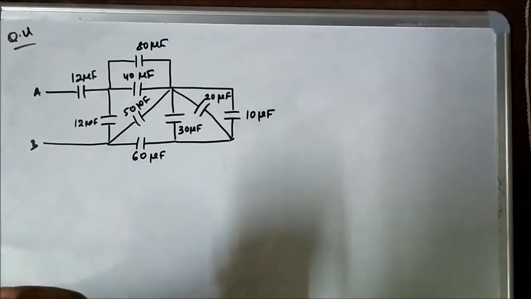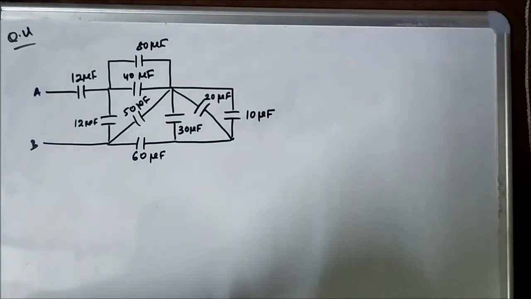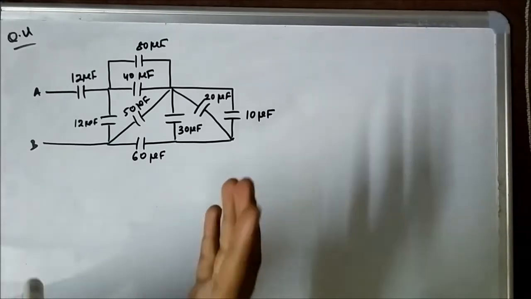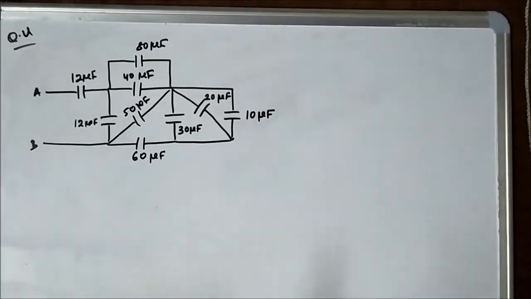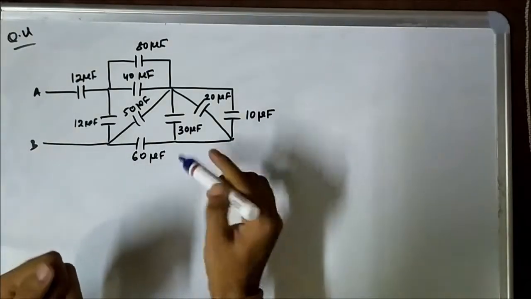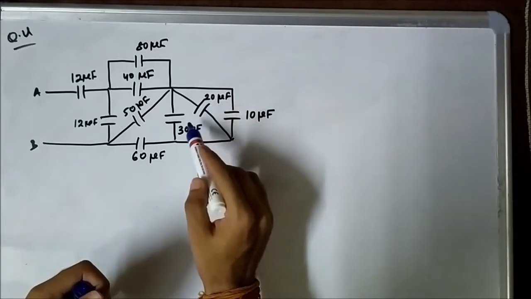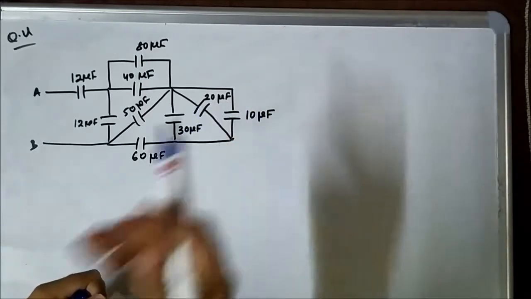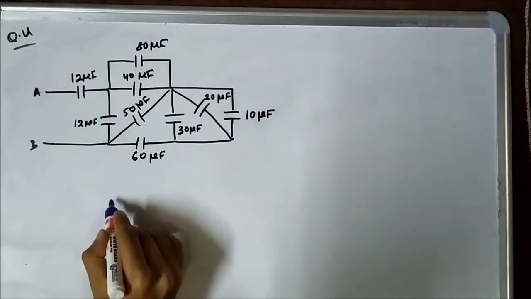Now this circuit can be a little bit confusing to start with, because for a beginner student it will be a little bit confusing where to start solving the circuit. So again, first of all, you have to find out the patterns of connection. Now these three capacitors at the extreme right, the 10 microfarad, the 20 microfarad and 30 microfarad, they are connected in parallel.